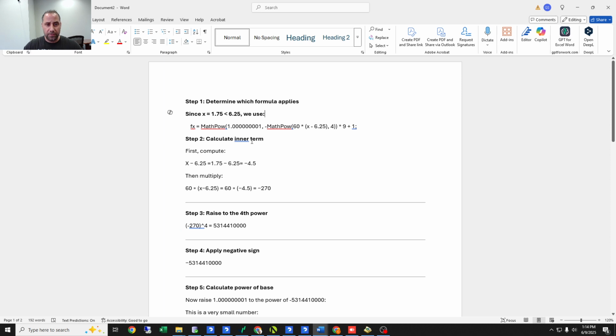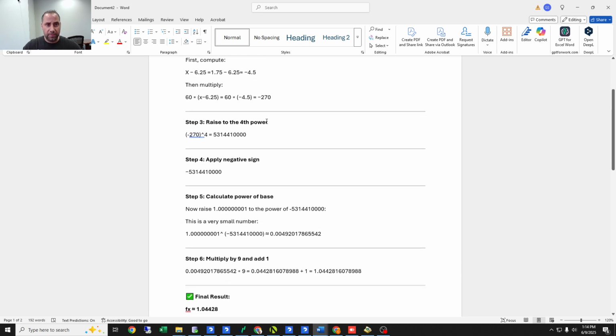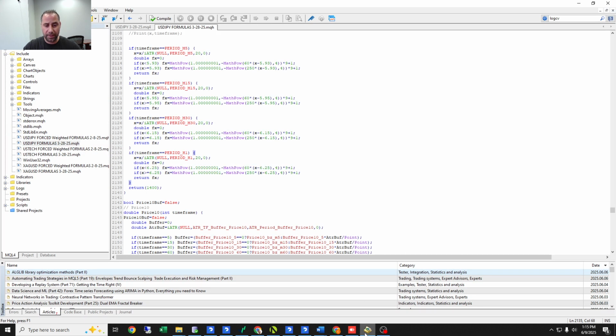Okay. So we're going to compute it. It's going to be X minus the 6.25, where the X value is 1.75, minus 6.25 gives us negative 4.5. We multiply that by 60, so 60 times negative 4.5 equals negative 270. Now we're going to raise it to the 4th power and get a very, very high value there. Now we're going to apply the negative sign to it because the formula says so. As you can see, here's our formula.